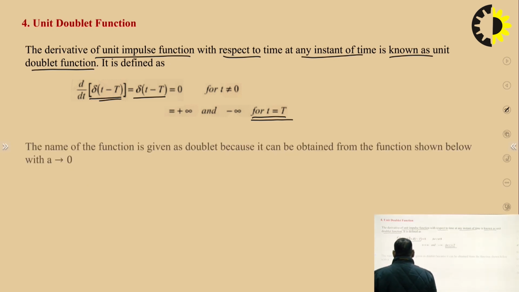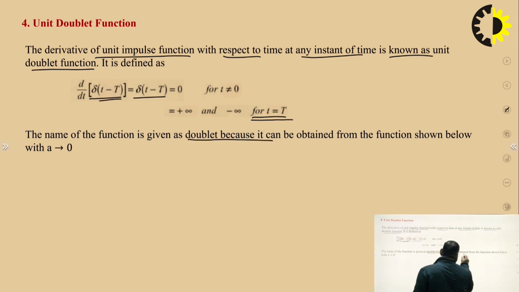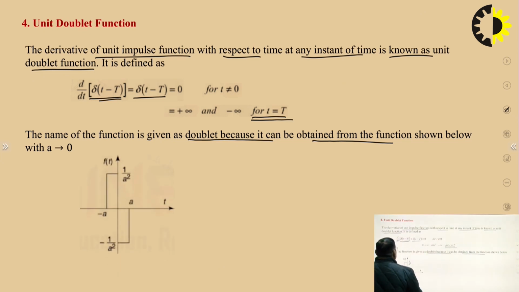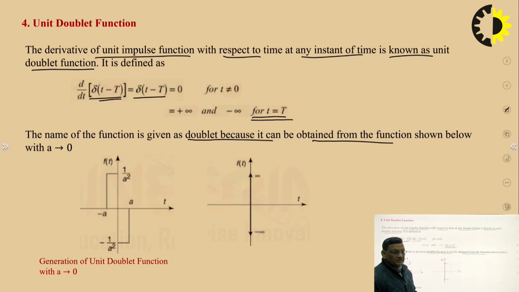The name of the function is given as doublet because it can be obtained from the function shown below as a tends to 0. We take this unit area of unit impulse, this unit area, we add, we get the doublet. So this is the graphical representation of unit doublet function with a tends to 0. So these are your singularity functions: unit step, ramp, impulse and unit doublet function.